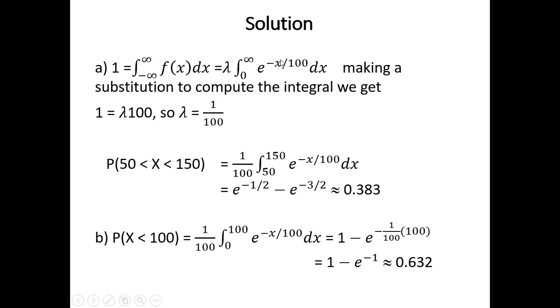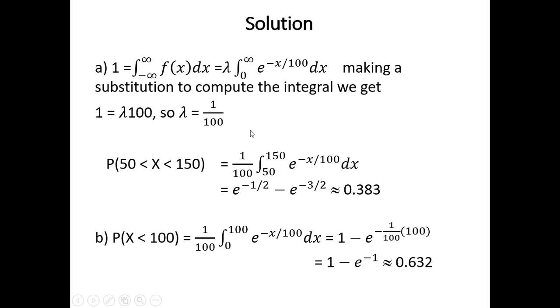So this whole thing reduces to the equation 1 is equal to lambda times 100. Lambda is 1 over 100. Right, so this agrees with what we said before. When I have an exponential, you can see over here I get minus x over 100, and then my lambda in front would be 1 over 100.